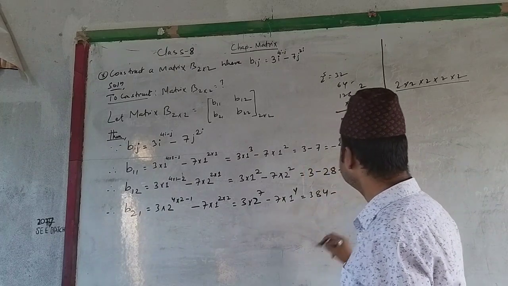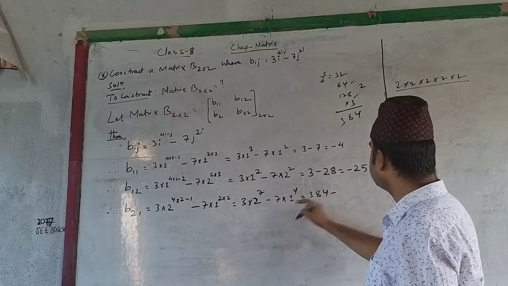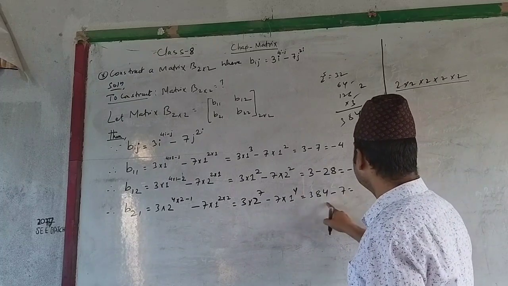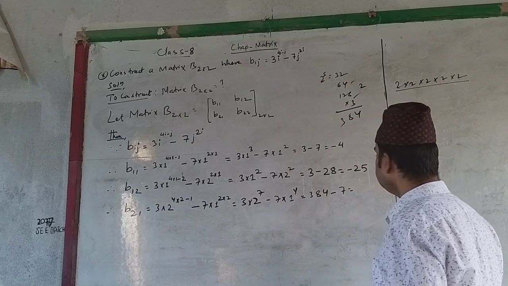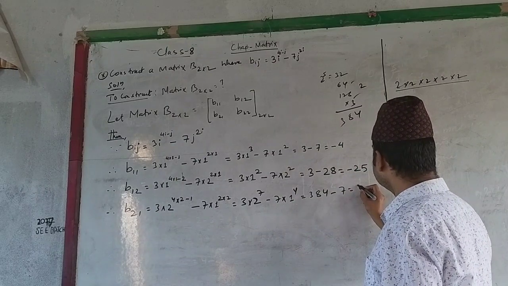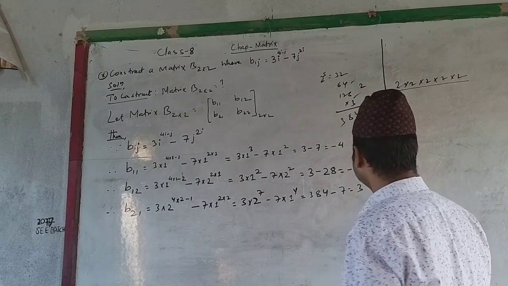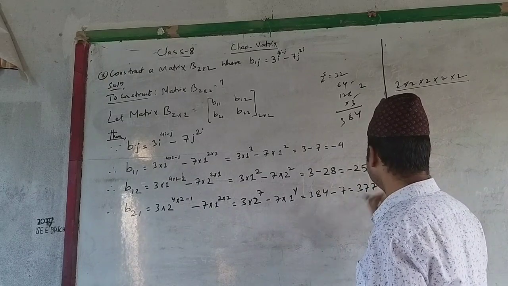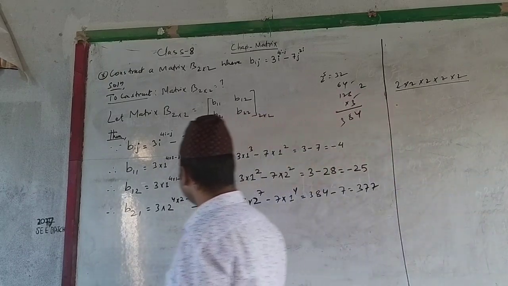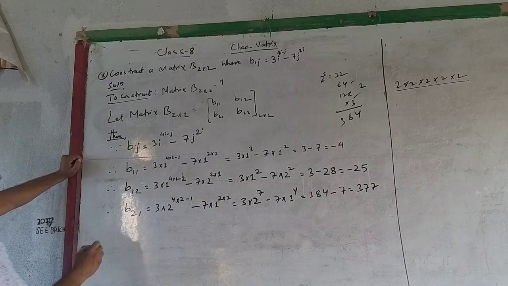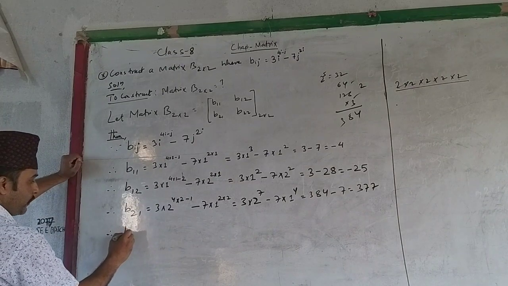384 minus 1 to the power 4 is 1. So 7 times 1 is 7. So the result is 377. Okay. This is your next. Go for the next, the last one.